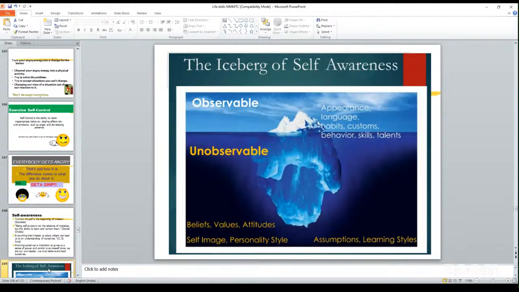So what is observable awareness? Our appearance, language, habits, customs, behavior, skills and talents. They are all observable awareness factors. What is unobservable, not known? Our beliefs, values, attitudes, self-image, personality style, assumptions, learning styles, all of which are unobservable. Remember, the more you start exploring the unobserved things, the more self-awareness you have.